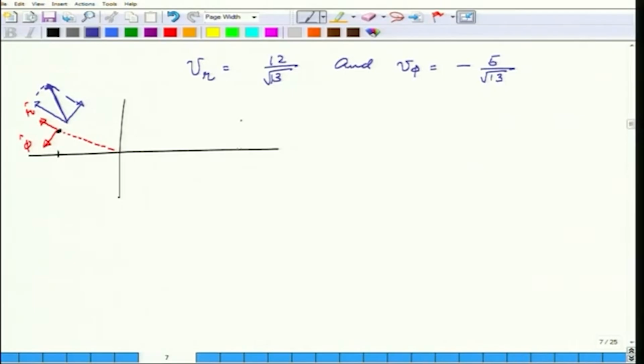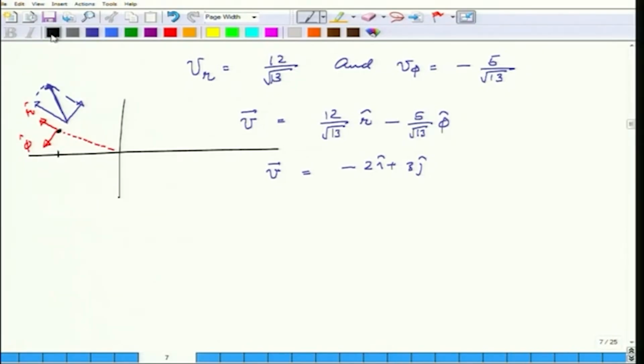So I can write the velocity in planar polar coordinates as 12 over root 13 r at this point minus 5 over root 13 phi. At this position, as the positions change, the r and phi unit vectors change, right? If the same vector v, which is minus 2i plus 3j, was at some other position, Vr and V phi will change.